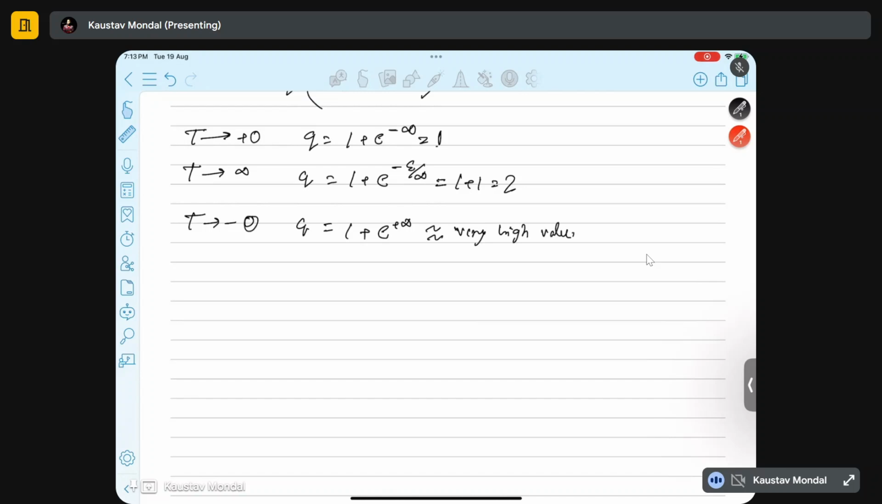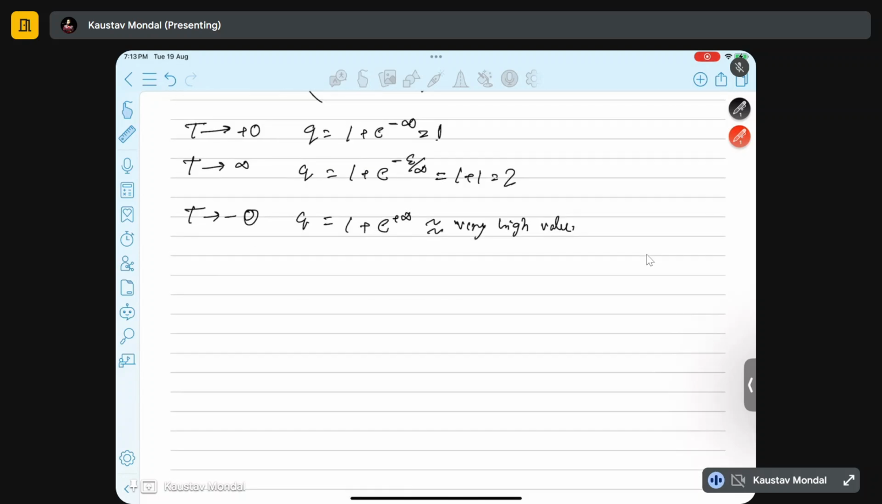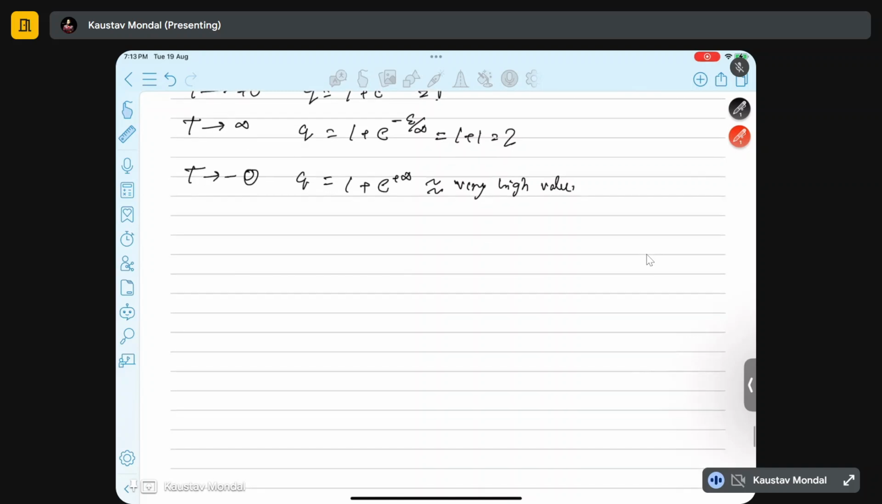So when the temperature tends to 0 from the negative side, the partition function would show a very high value. Next we will see T tends to minus infinity. So Q equals 1 plus e to the power minus epsilon by k times minus infinity, so the minus signs cancel, and 1 by infinity is basically 0. So this gives you 1 plus e to the power 0, which gives you 2.